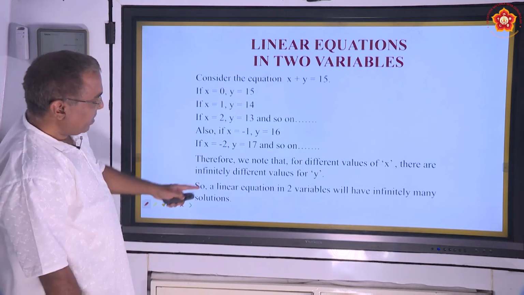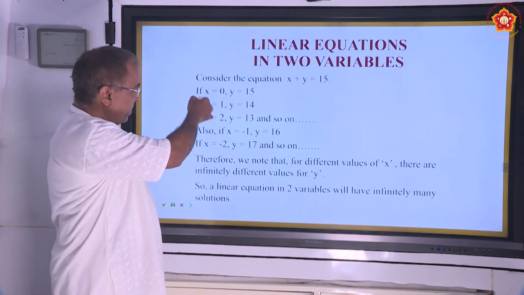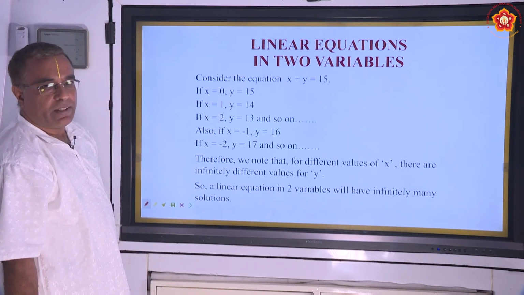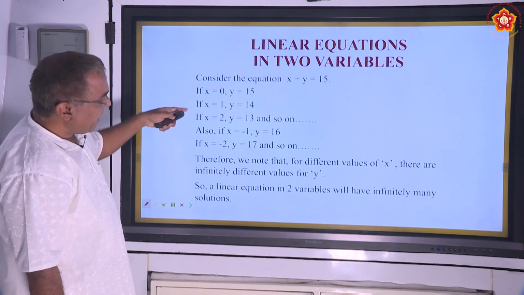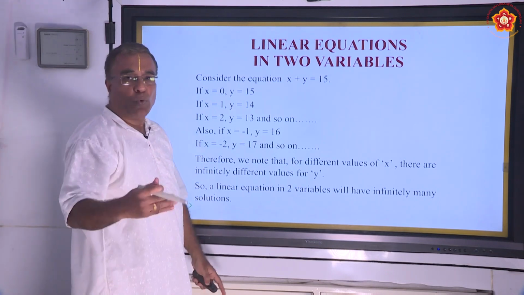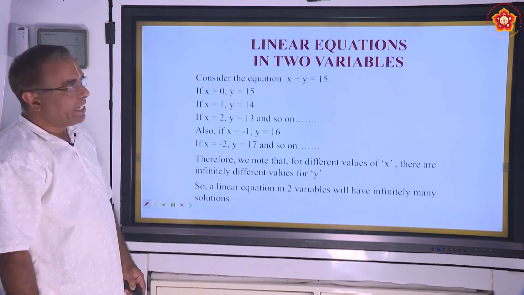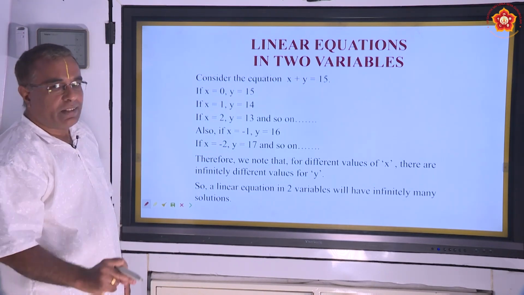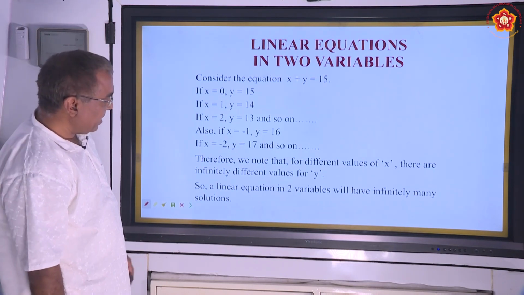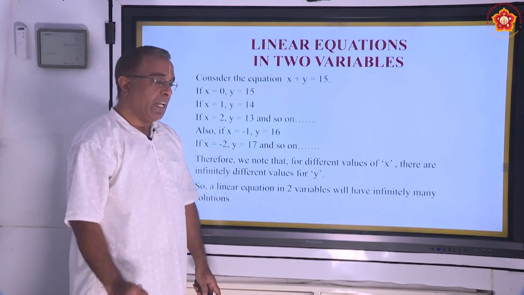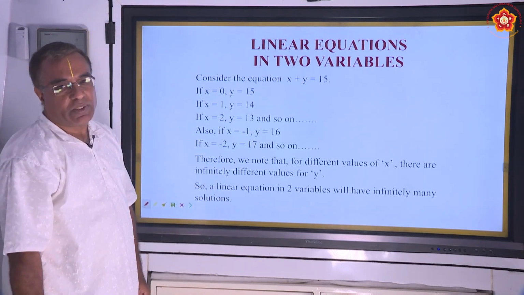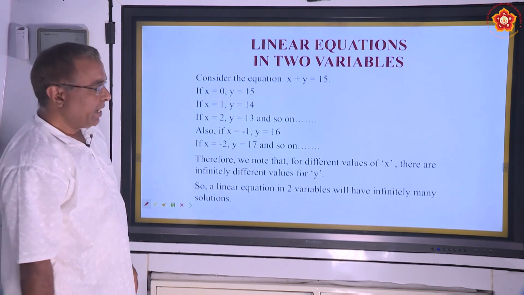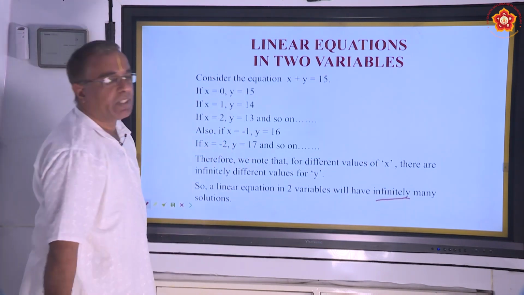So, what is that we observe? We note that for different values of x, there will be corresponding values of y as well, which means for infinitely many values of x, there will be infinitely many different values for y also. So, in this scenario, can we say a linear equation in two variables will have only one solution or two solutions like that? No, we cannot tell them. We can tell that a linear equation in two variables will have infinitely many solutions. So, we can conclude that a linear equation in two variables will always have infinite number of solutions.